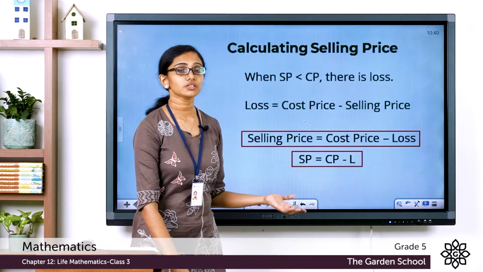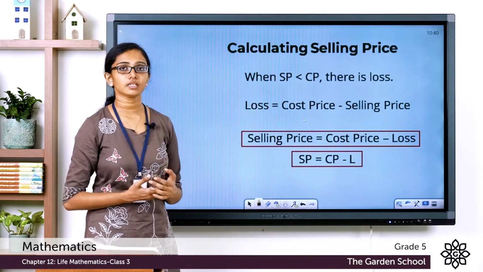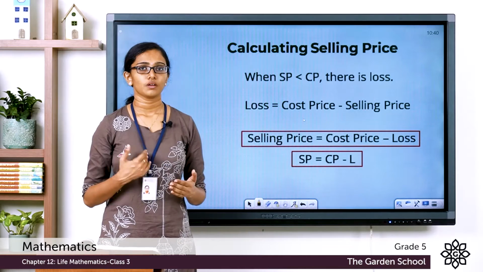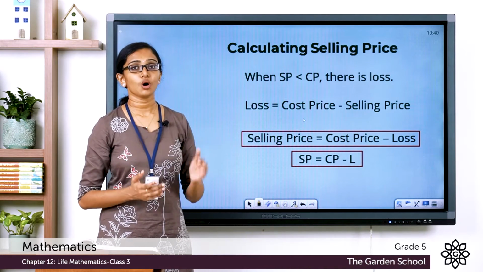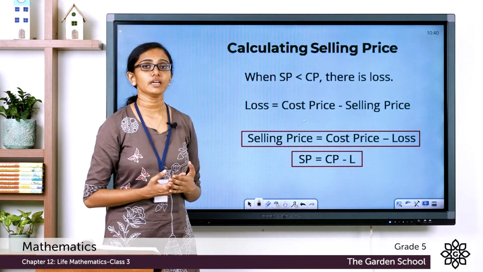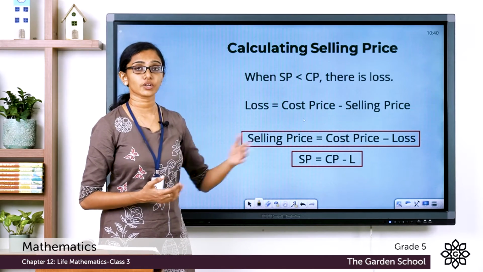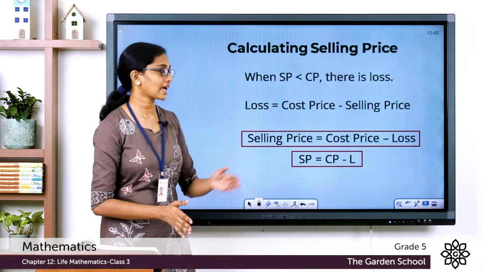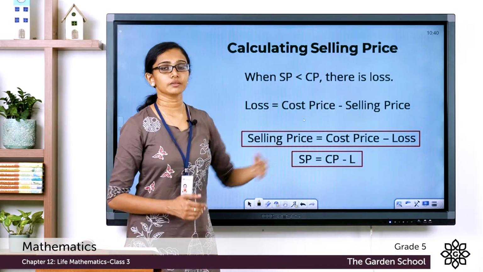When do we have a loss? When the selling price is less than the cost price, there will be a loss. Which means that when we sell something at a price lower than its buying price, then there will be a loss. So when the selling price is less than the cost price, there is loss, and that amount of loss can be found out using the formula the cost price minus the selling price.